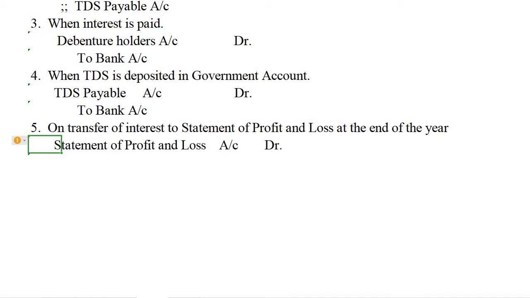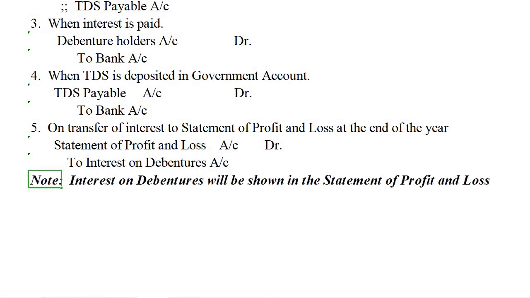Statement of profit and loss means profit and loss account of the company. The journal entry will be statement of profit and loss debit to interest on debentures. Okay. So this is the journal entry, and the important thing you have to remember is that interest on debentures will be shown in the statement of profit and loss under the head finance cost.